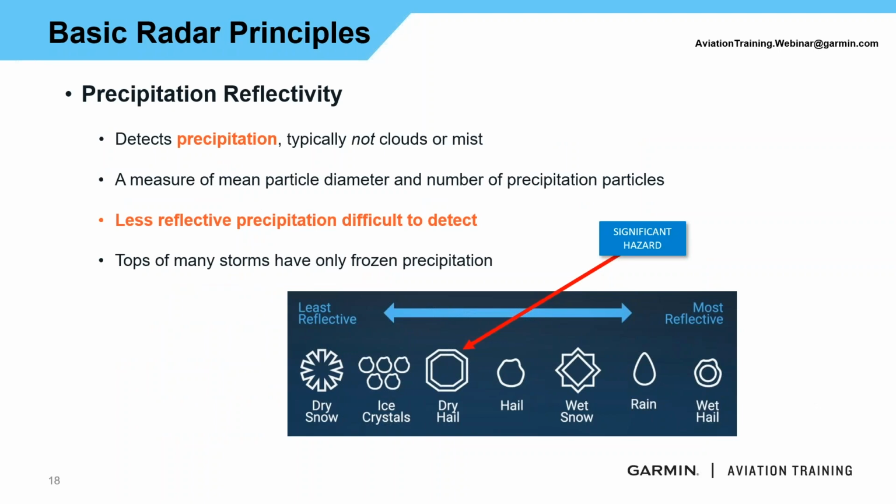Precipitation reflectivity. This is not clouds, it is precip, and the most reflective is going to be the wet stuff. Over here on the right-hand side we see rain, definitely reflective, and wet hail, definitely reflective. But as we start moving to the left, we see dry snow, ice crystals, and dry hail. This stuff is already frozen, very difficult to pick up on an airborne weather radar. So dry hail is definitely a significant hazard, as it may or may not be picked up on the radar.